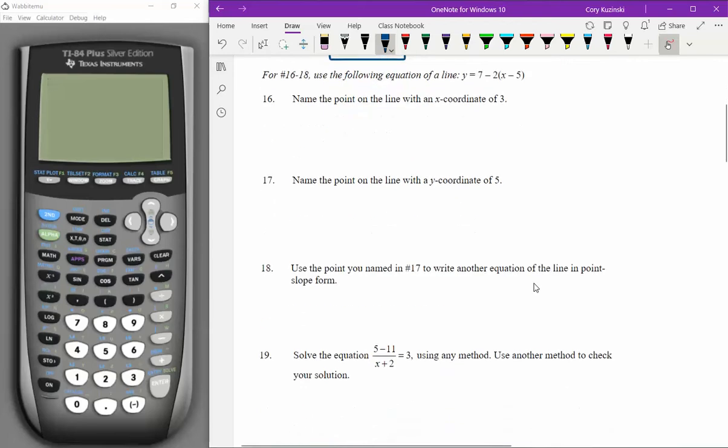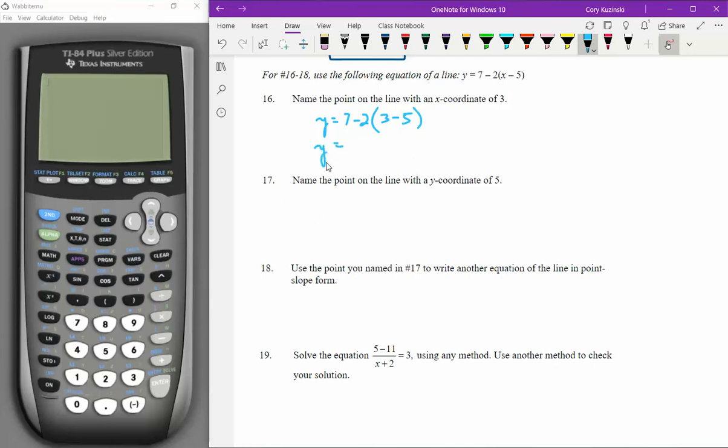Getting some point slope here. Name the point on this line with an x-coordinate of 3. All right. So y equals 7 minus 2, and then we'll put 3 into that. And that'll give us the y value. And then we can write the point.